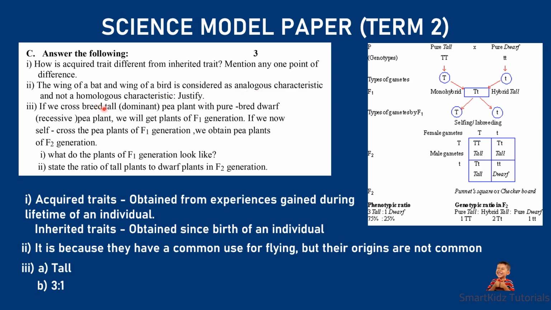In case of homologous characteristics, you do not have the same function, but you have the same origin. You come from the same origin, but you don't have the same structure or function. Okay, so this is analogous because they may have the same function, that is for flying, wing of a bat and a wing of a bird, but they do not share the same origin.